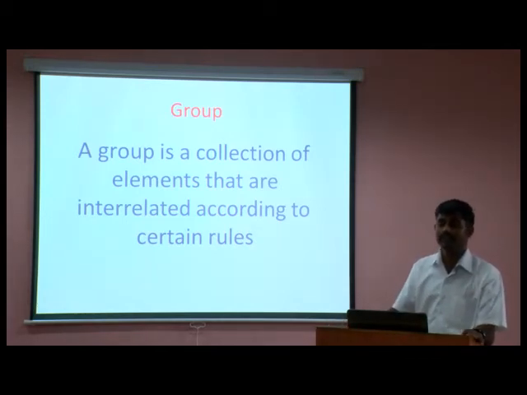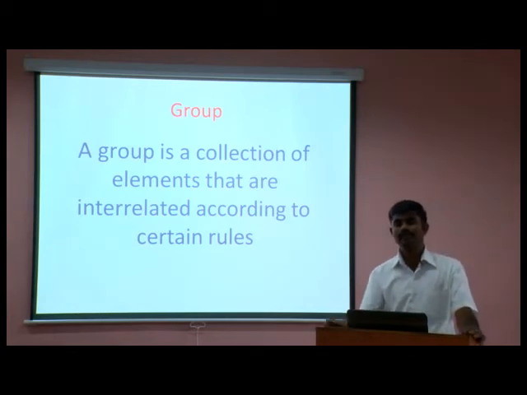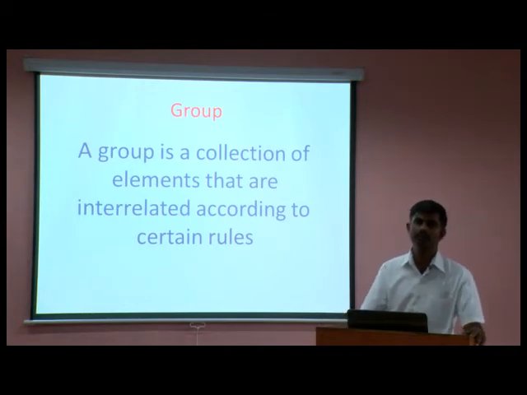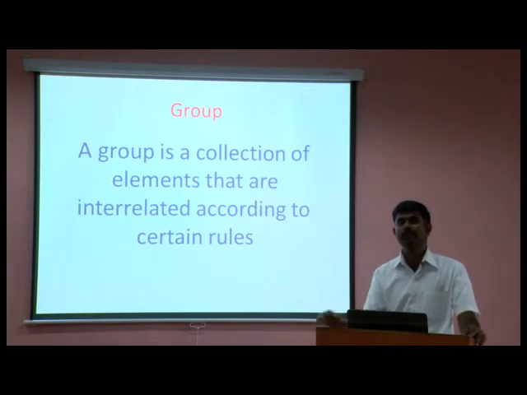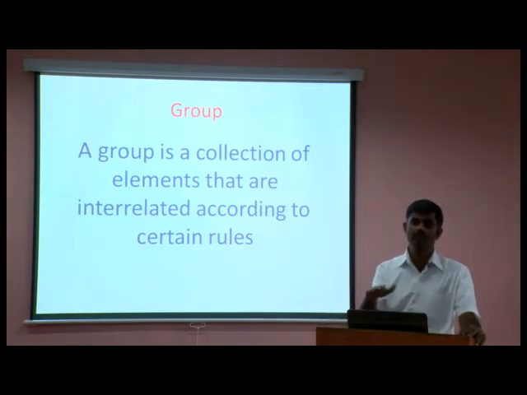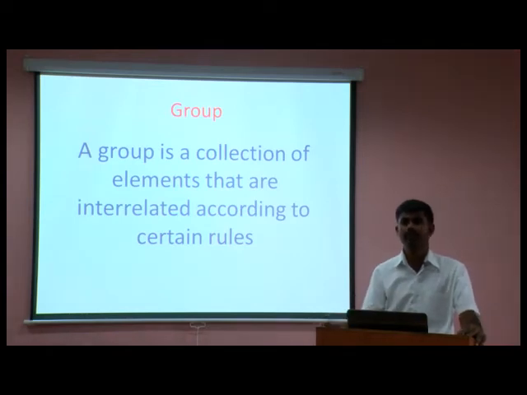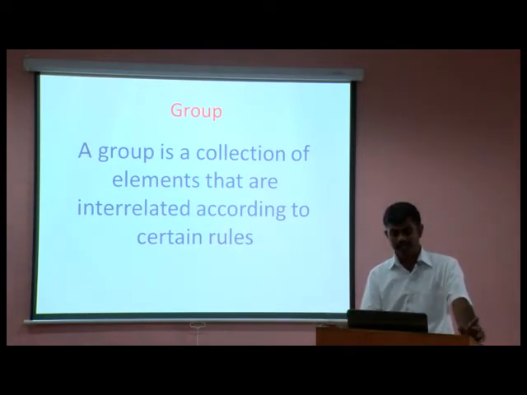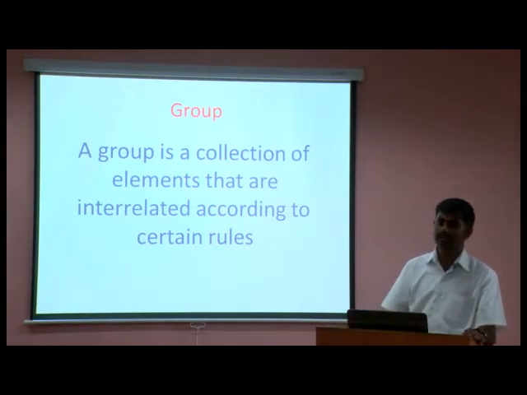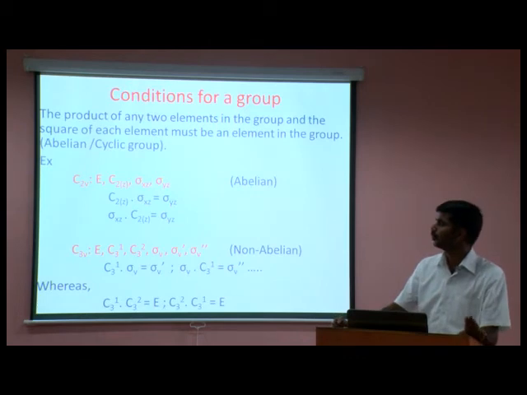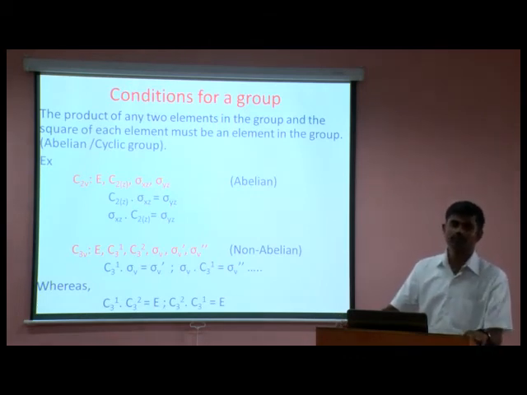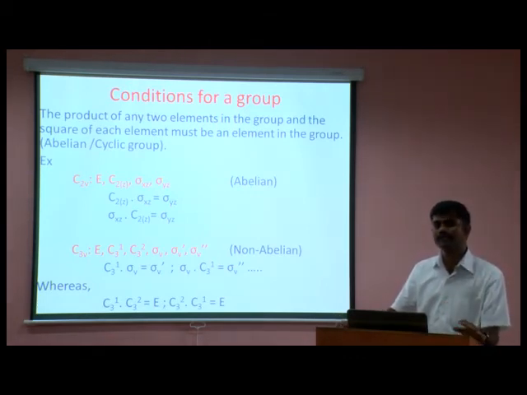What I said earlier: if you are called first MSc chemistry students, there should be certain norms to enter this class. You may have to complete a BSc chemistry degree, get first class marks, and come on merit basis. These are the norms followed in order to admit you into this classroom. Similarly, a group is also a collection of elements interrelated according to certain rules. So what are the rules we have to follow while designating a group?